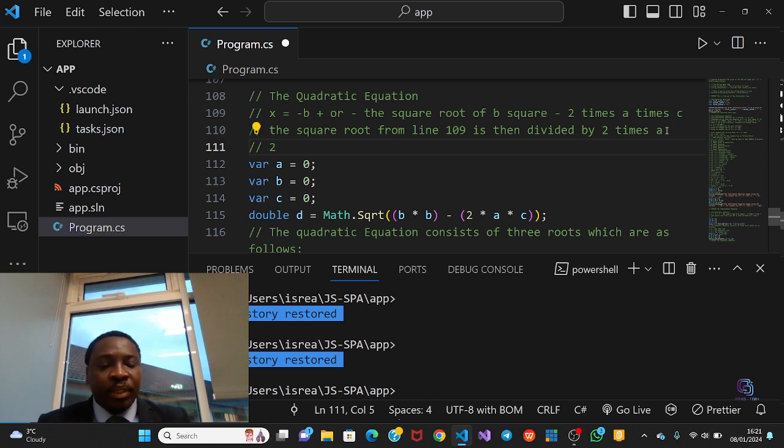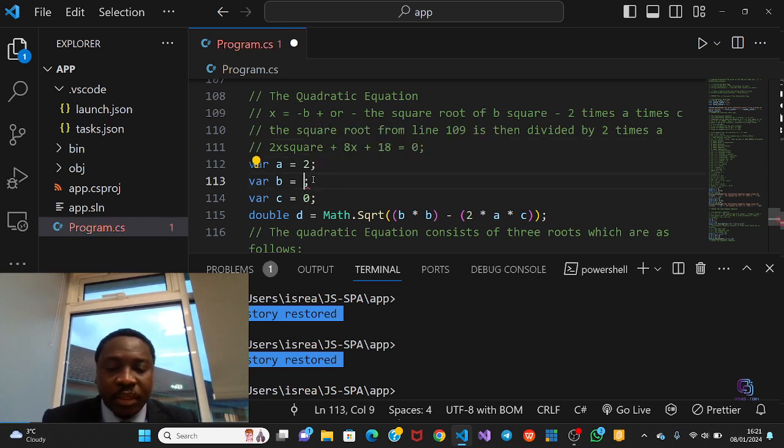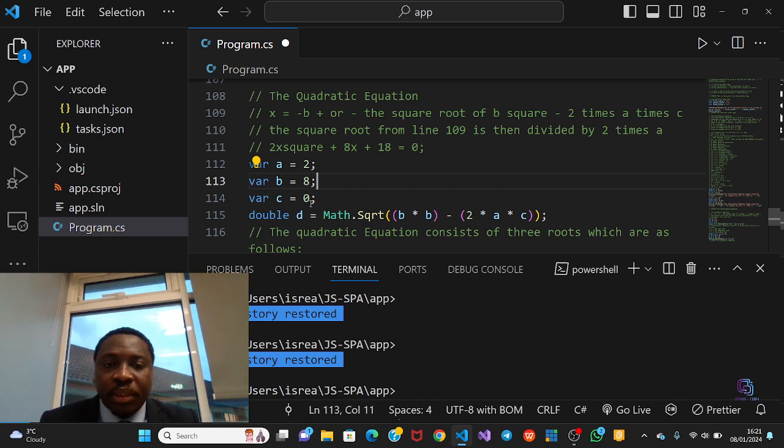2 a squared, 2s squared plus, let's say, 2s squared plus, let's say, plus 8x plus, let's say, 18 is equal to 0. So yeah, if you look at this example, a is 2, b is 8, and c is what? 18.